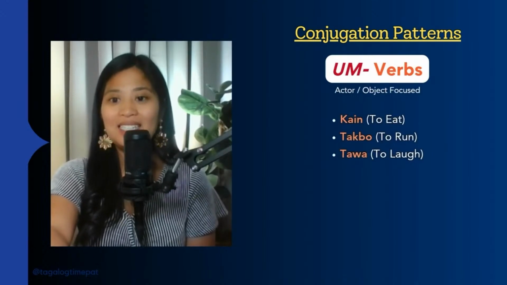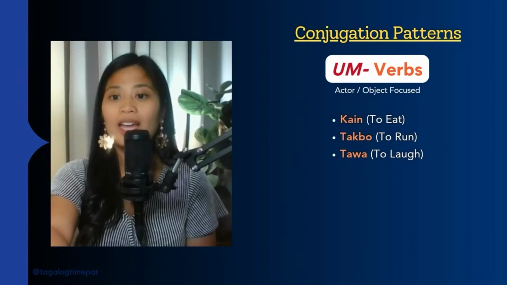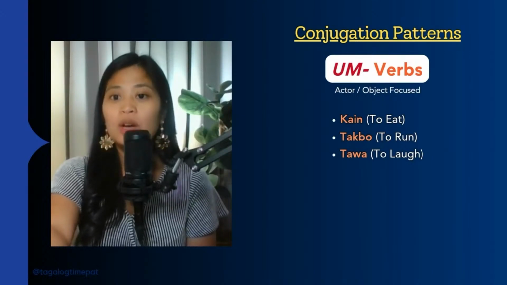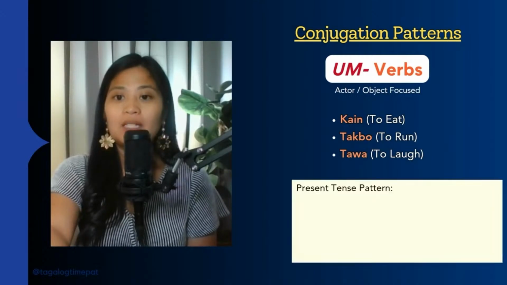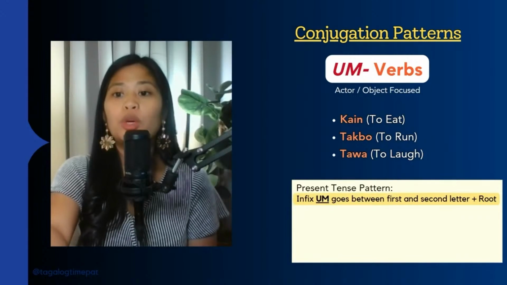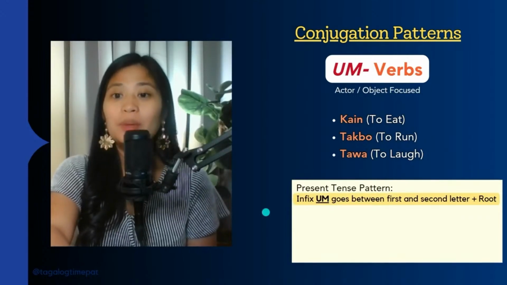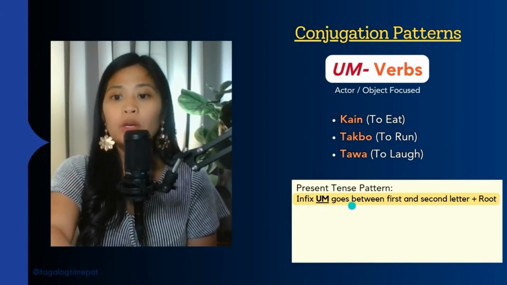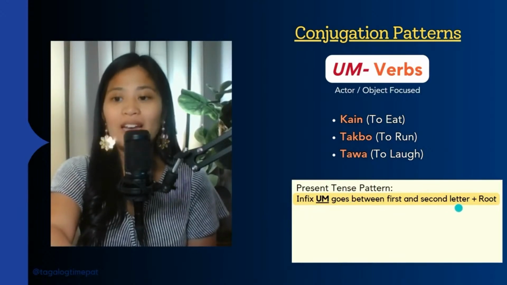Kain is to eat. Takbo is to run. Tawa is to laugh. Now you might be wondering, why are these um verbs? Um doesn't appear in the word at all. It's because um is the infix that goes into the word when you are conjugating it. So in the present tense, to conjugate an um verb, the infix goes between the first and second letter, and then it's the root at the end.